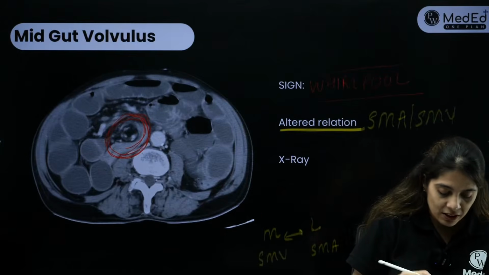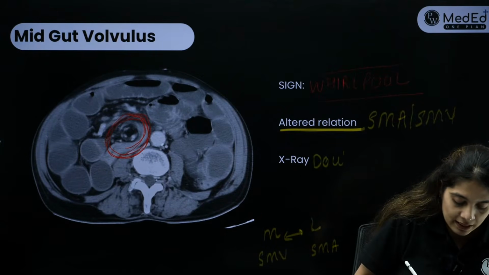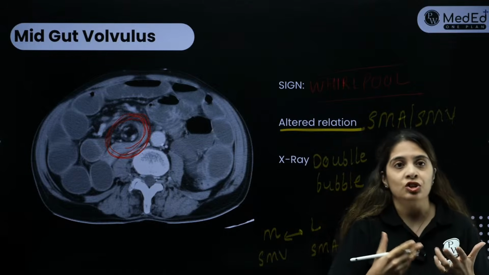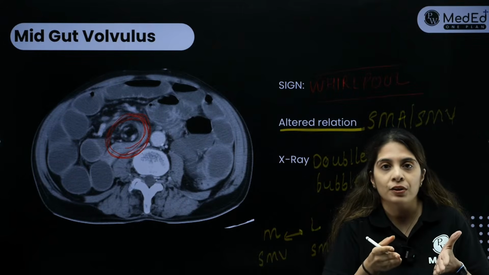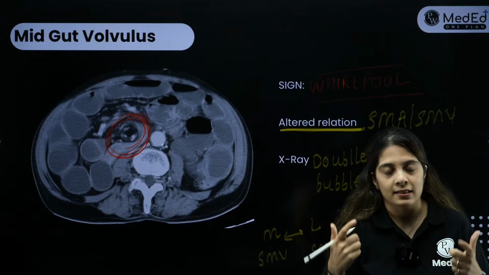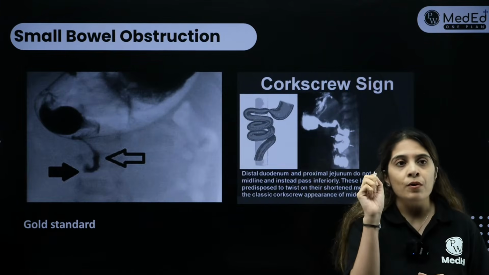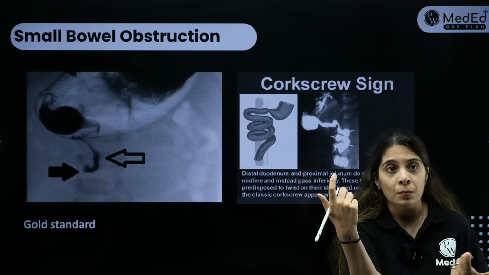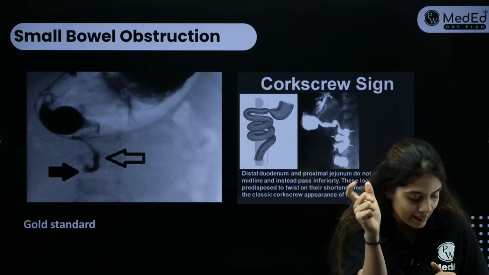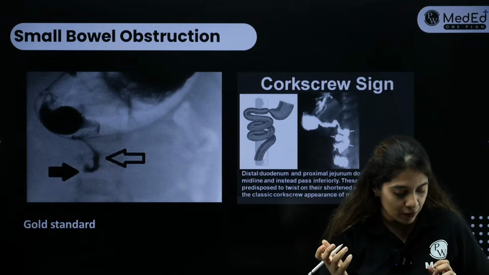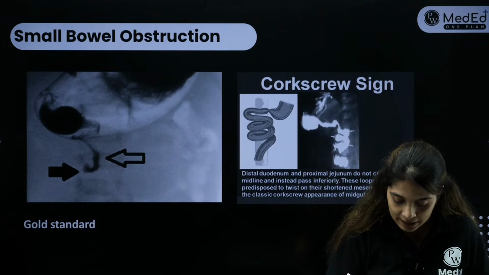And on the X-ray, you can see the double bubble appearance, okay, because the obstruction is at the level of what? At the level of the duodenum. So you can give the double bubble sign. Single bubble you will see in congenital hypertrophic pylorus, right? Another important thing which can be tested in the form of video for small bowel obstruction is the gold standard method. Now, what is the gold standard method when it comes to midgut volvulus? It is your upper GIT study, okay?